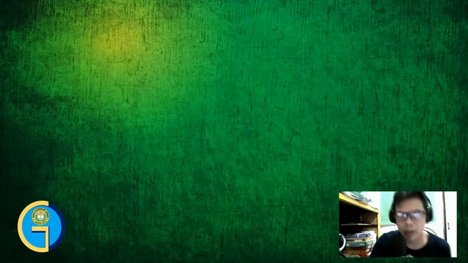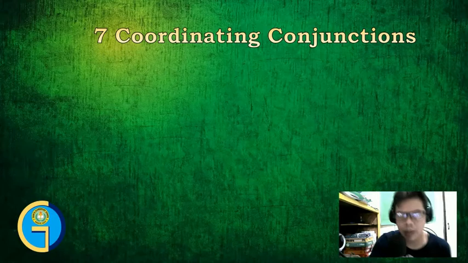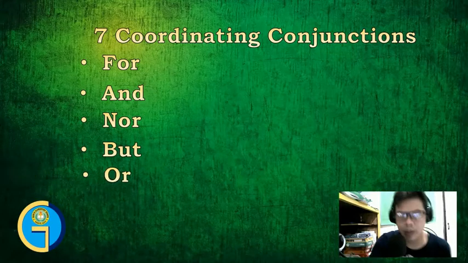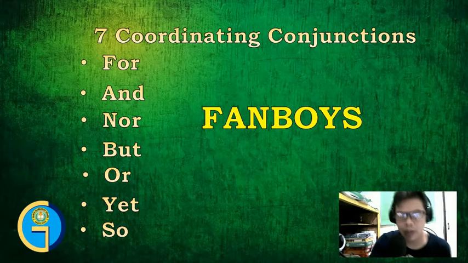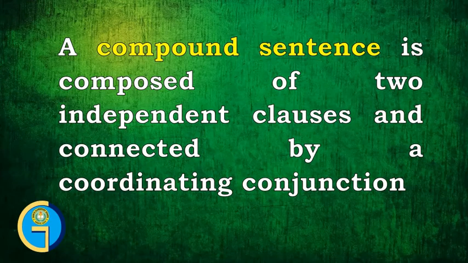In part 1, I've already introduced to you the 7 coordinating conjunctions. And these are for, and, nor, but, or, yet, and so. And I taught you how to easily memorize those 7 conjunctions. We can call them FANBOYS. These are used to connect two independent clauses to form a compound sentence. Again, a compound sentence is composed of two independent clauses, or in other words, two complete sentences, connected by a coordinating conjunction. Alright?